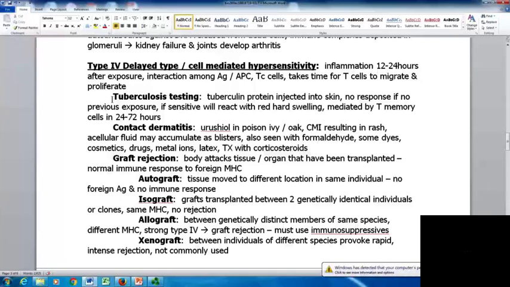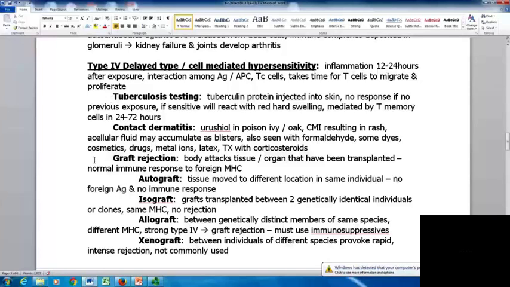Contact dermatitis is another example. The poison oak and poison ivy have a compound in there called urushiol. This will lead to a cell-mediated immune response, resulting in a rash. The acellular fluid may accumulate as blisters. This can also occur with formaldehyde, some dyes, cosmetics, drugs, metal ions, latex as well. So this is treated with corticosteroids. So once a person has a sensitivity to this, they have to avoid it.